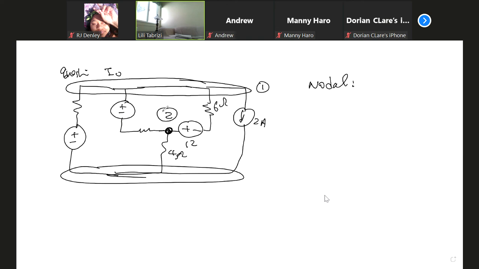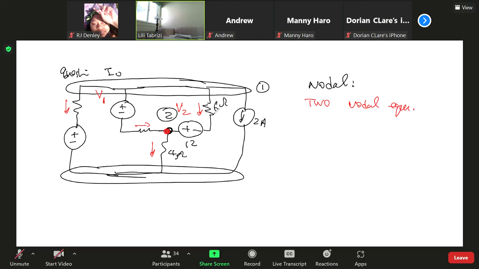Then you assign current to passive elements. Any passive element, you assign current, but you don't label. For essential nodes, label them. So this is V1, and this node, we call it V2. We need 2 nodal equations to solve this problem. Okay, let's go to node 1.